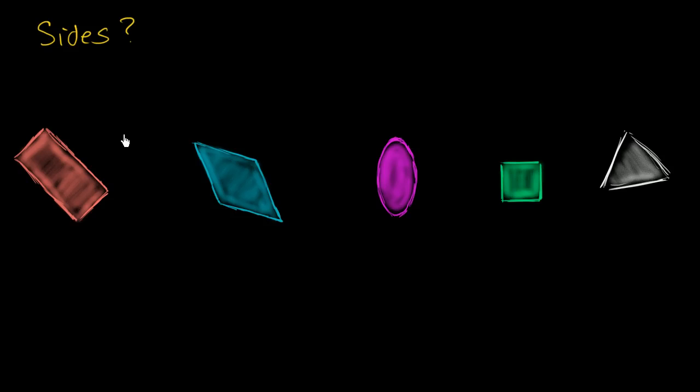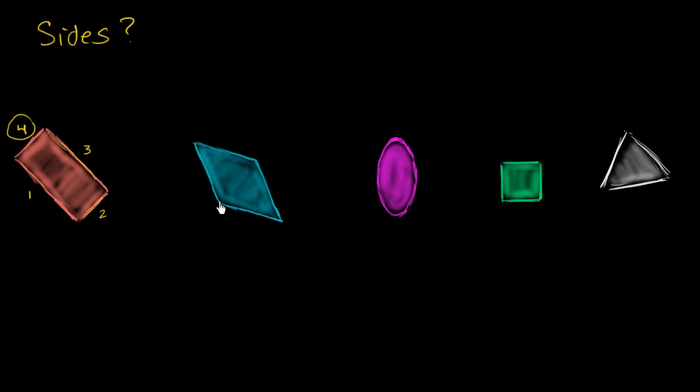Okay, well, let's look at each of these and think about how many sides they have. So this first shape right over here, this is one side. We see this kind of straight right over here. It's the straight line between these two corners. So that's one side, two sides, three sides, and four sides. So this shape right over here has four sides. Okay, I think I get it.